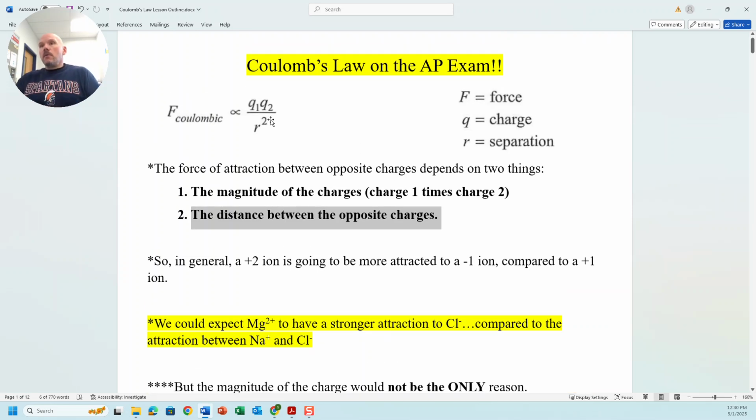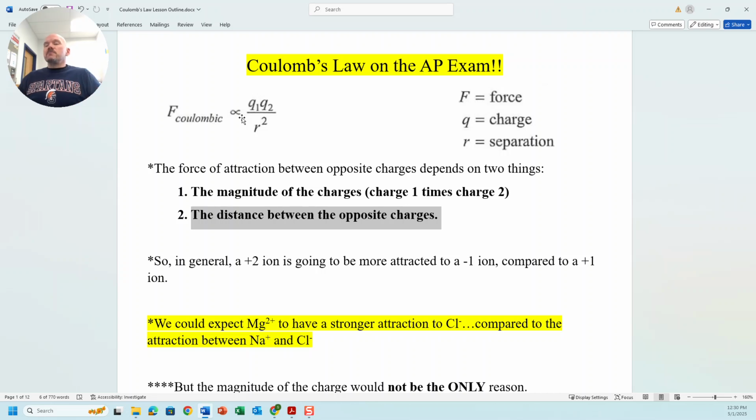And because this is now on your formula sheet, I bet there are going to be a few more questions on the free response where you're going to have to reference Coulomb's law and explain. You might not say "according to Coulomb's law," but you're going to say, okay, these ions have an overall higher charge, so they're more attracted to each other.